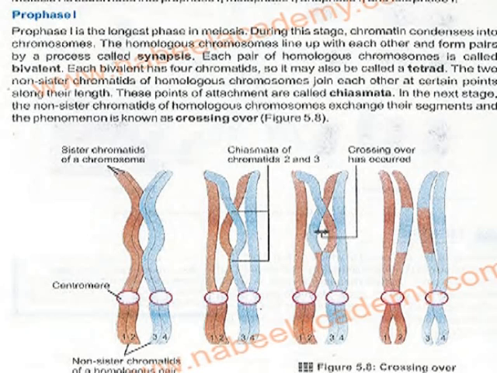They do which process? Synapsis. Now it is known as a bivalent, and a bivalent has 4 chromatids, so we call it a tetrad. Again, what do we mean by 4 chromatids? Chromatid, again and again I am teaching you the same thing so that you don't get confused.